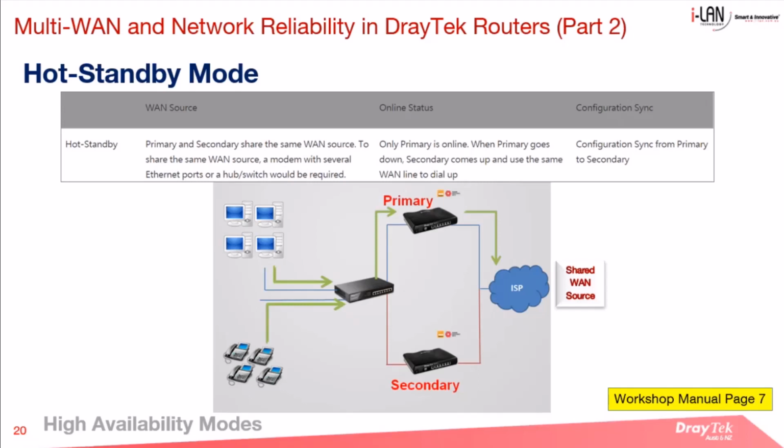For online status, only the primary router is online. When the primary router goes down, the secondary router comes up and uses the WAN connection to connect to the internet. Also, the secondary router will sync to the primary router. Any changes made on the primary router can automatically sync to the secondary router.